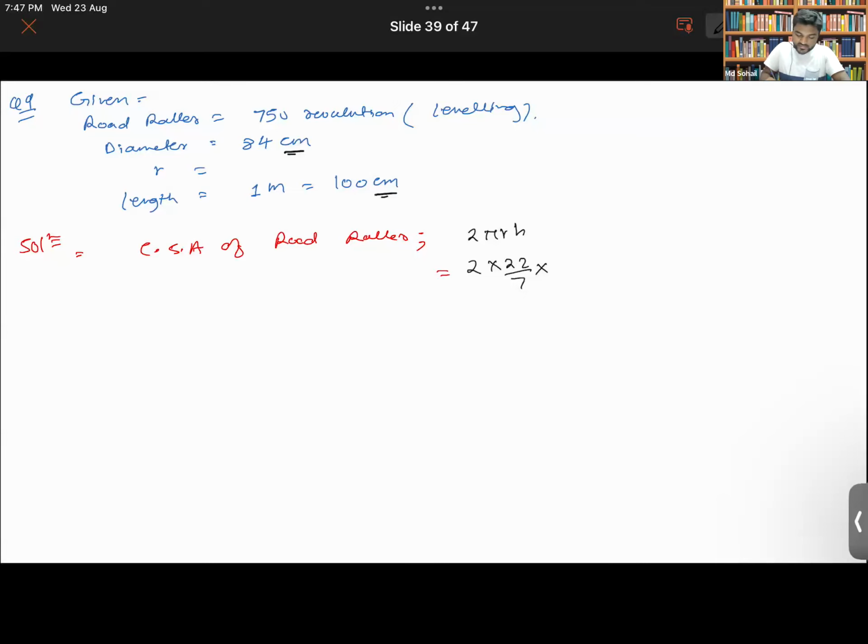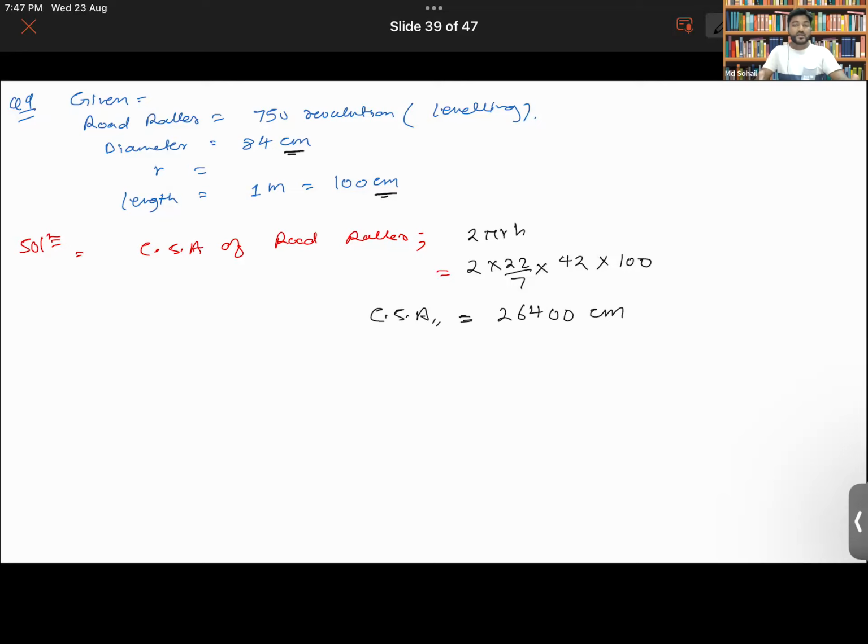So the radius is going to be how much? 42. And height is 100, sir. Upon solving, you are getting 264,000. Yes, that is the value. But if we take it in meter, we'll directly get 264. That will be the answer. So the curved surface area, we have found that.